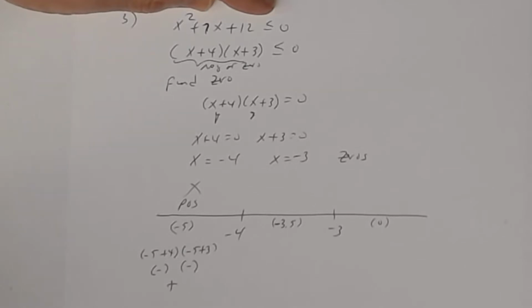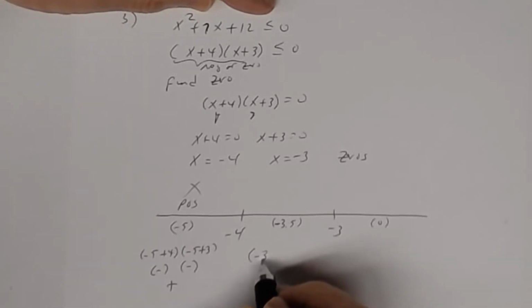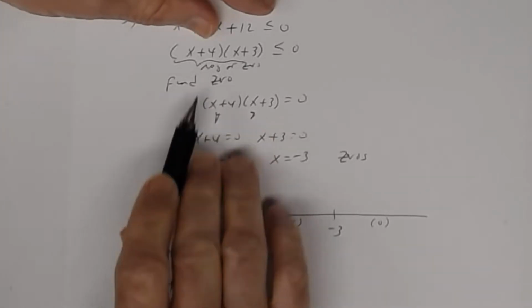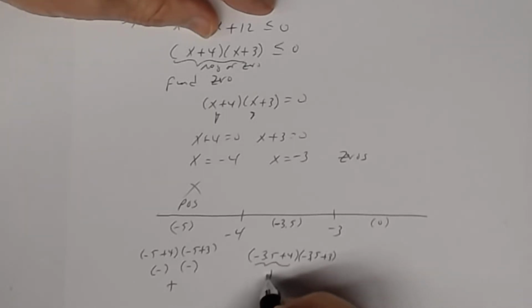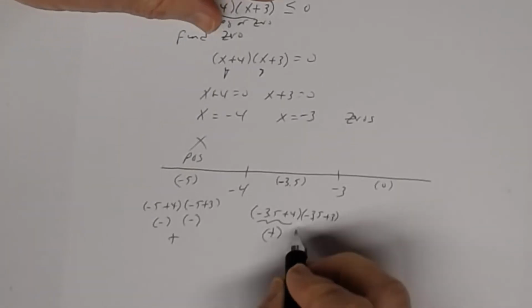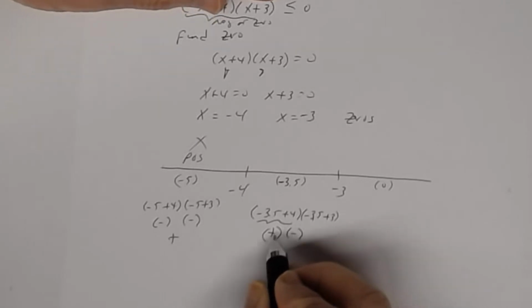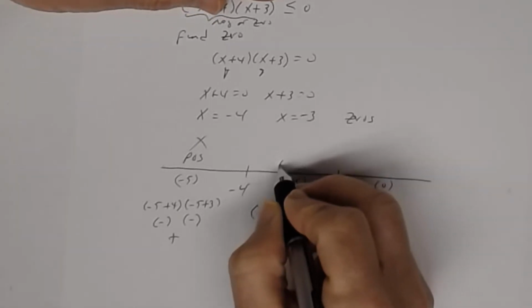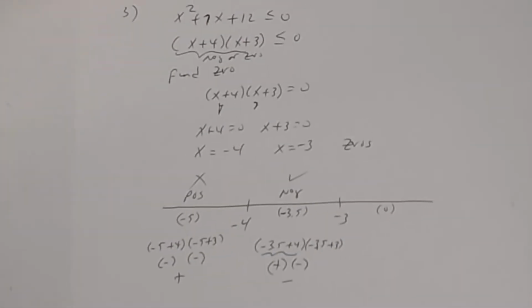I don't want that. Okay, let's go to negative 3.5. So I have negative 3.5 plus 4 times negative 3.5 plus 3. Well, negative 3.5 plus 4, that's positive. That's 0.5, right? And then negative 3.5 plus 3 is negative. That's negative 0.5. A positive times a negative is a negative. So that's going to be negative here, which is something I want, because I want this product to be negative.